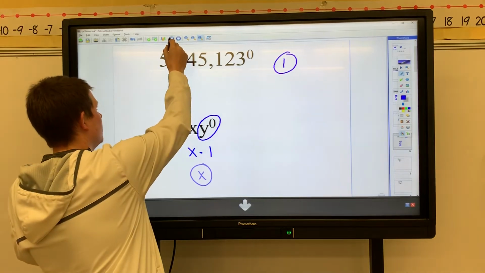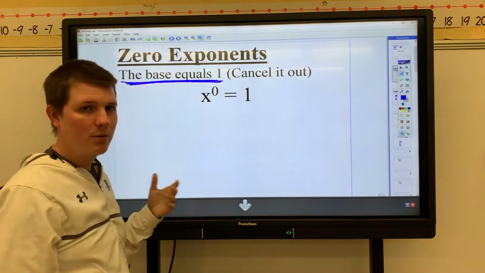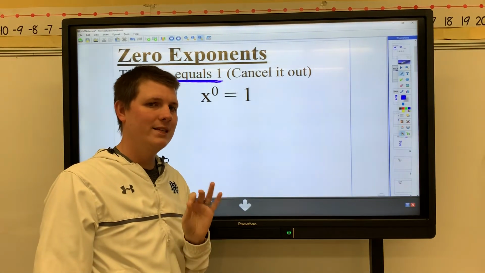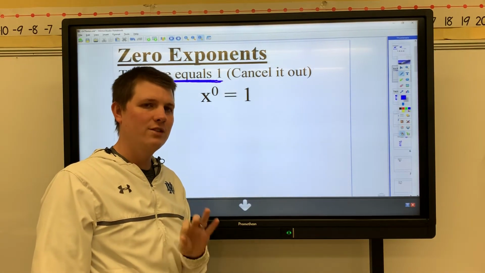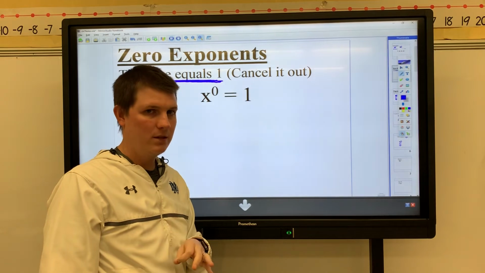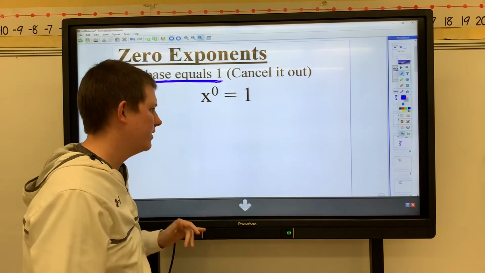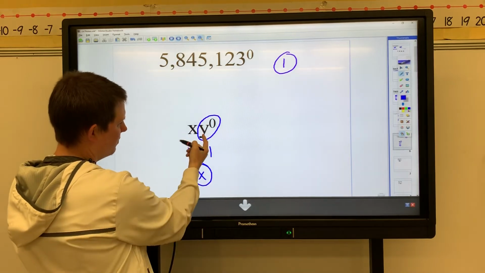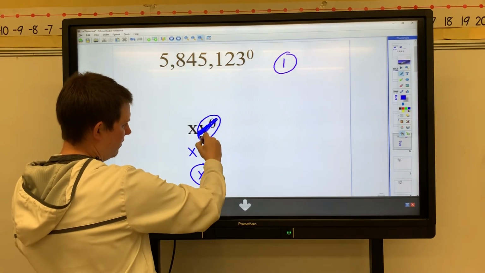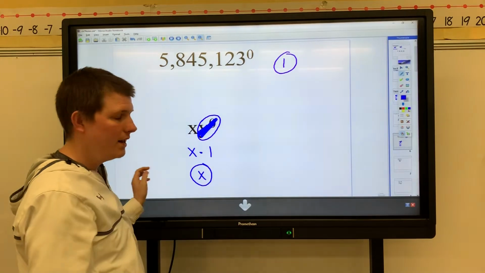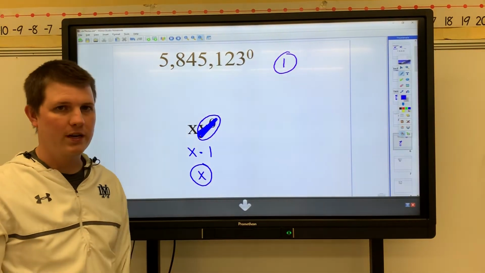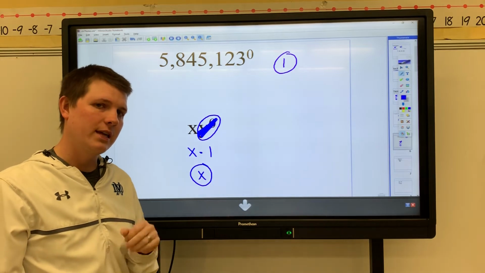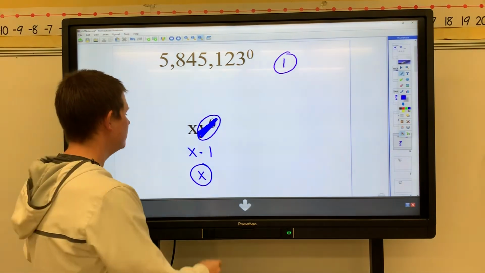The other thing I showed you earlier, and I said it will make more sense later, is you cancel it out. Anytime you have something raised to the 0, you just cancel it out along with its base. So the 0 and the base both get canceled out. So in a sense, in this problem, this part gets canceled out because it's the base, and what is remaining? X. And x is your answer. So if you have something raised to the 0, the base gets canceled out along with the exponent.